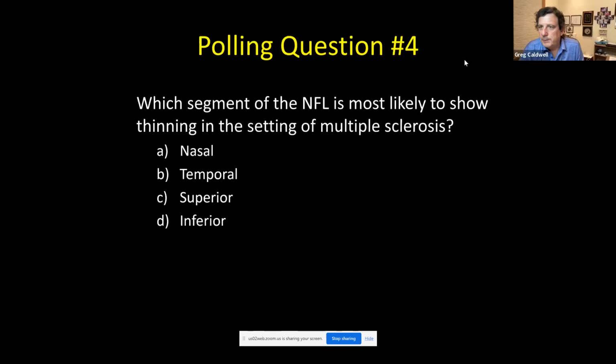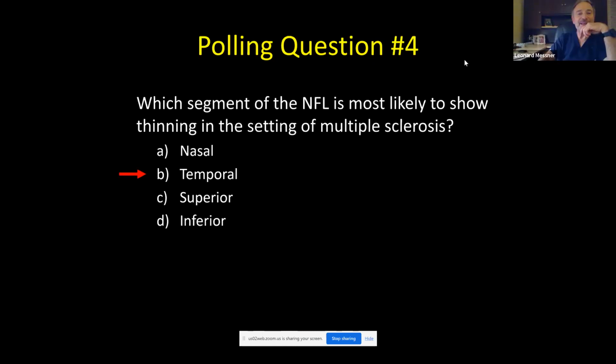All right, it's rolling in here nicely. Look at that, 80% live and active. All right, perfect. I'm going to just end it here, Len. I think we've got ourselves about 14% nasal, 80% temporal, and 4% and 2% superior and inferior.